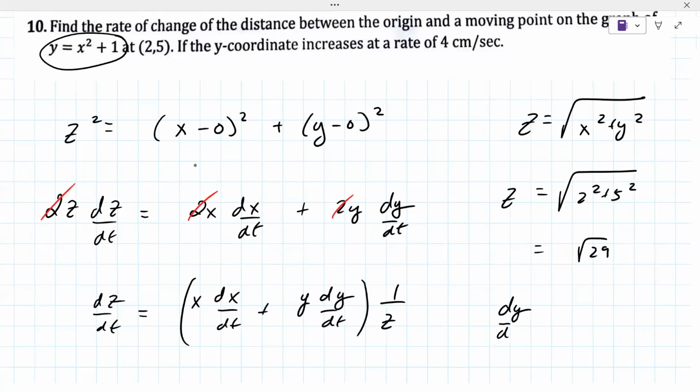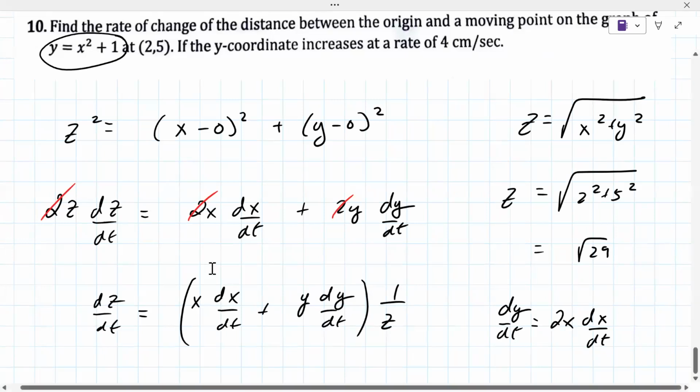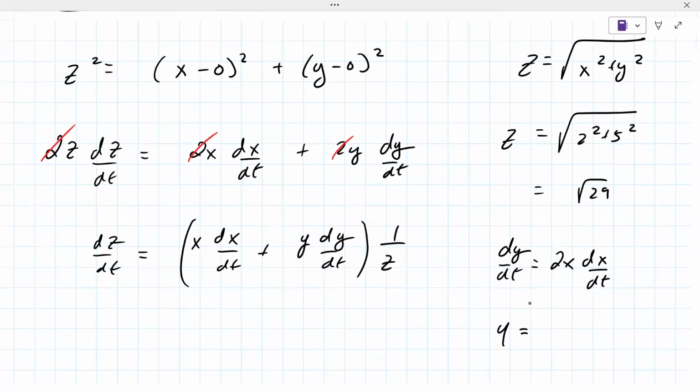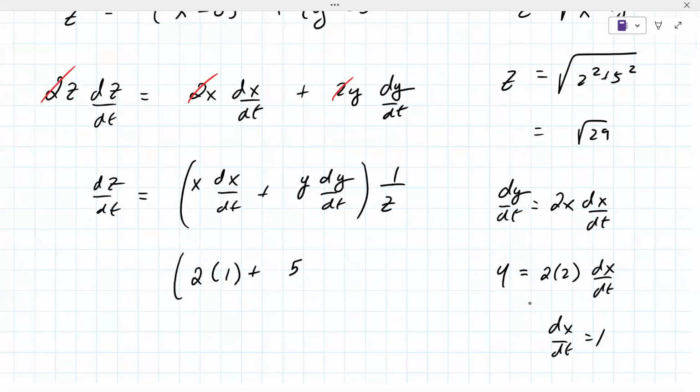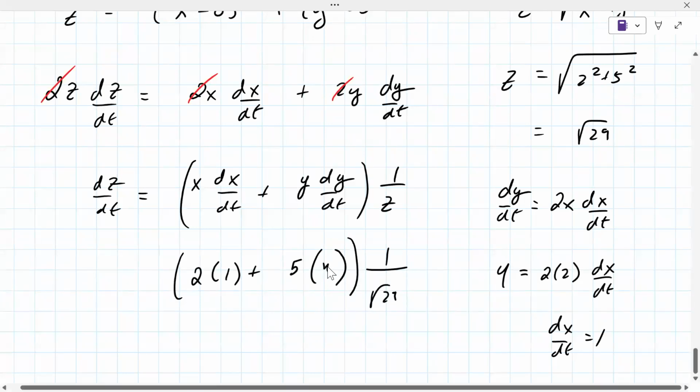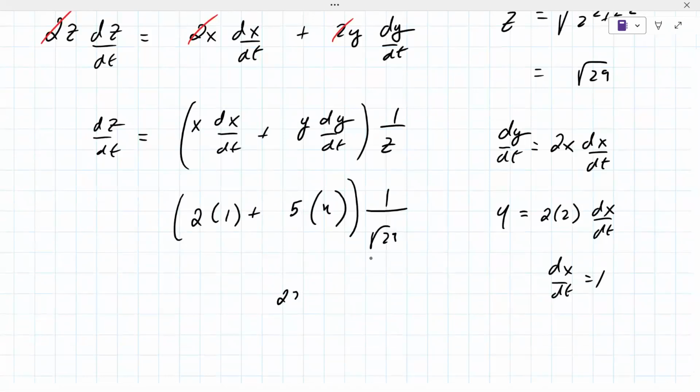dy/dt equals 2x dx/dt. So since dy/dt is 4 and x is 2, we get dx/dt equals 1 when you solve this. Looks to be the only way. So that's 2 times 1 plus 5 times 4, times 1 over the square root of 29. So it looks like it's 2 plus 20, 22 over the square root of 29 as your final answer.